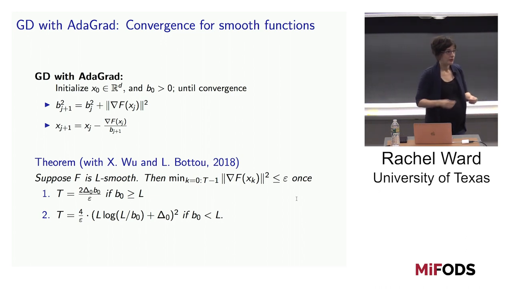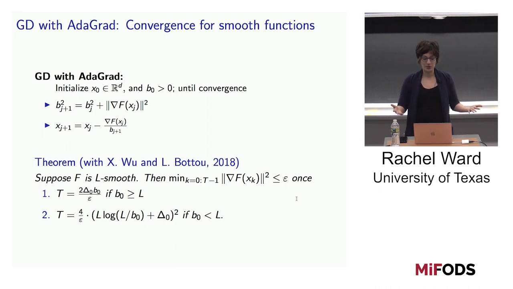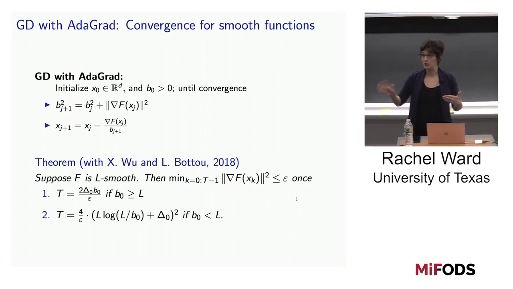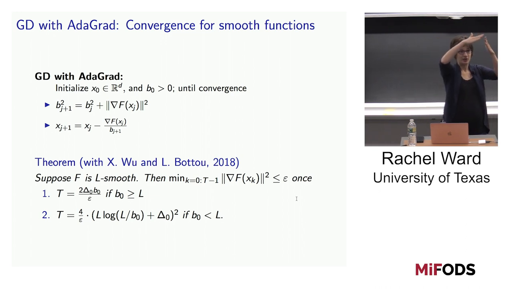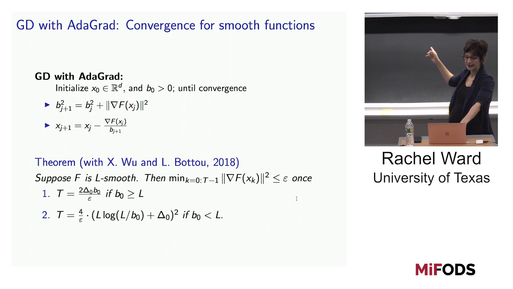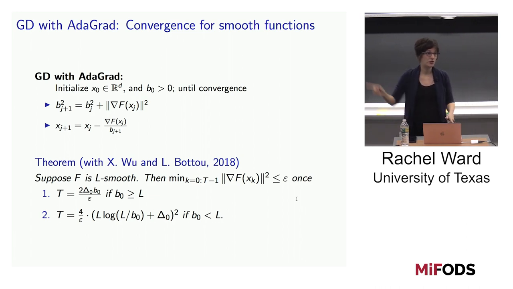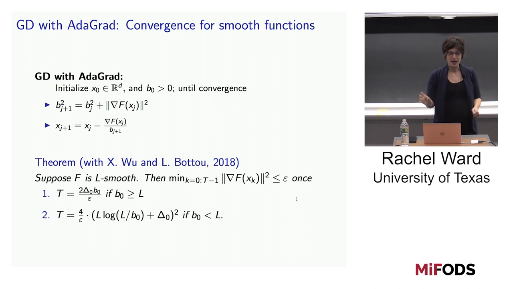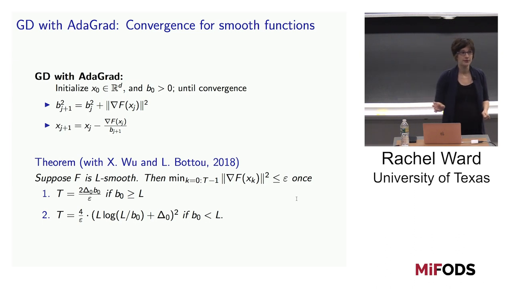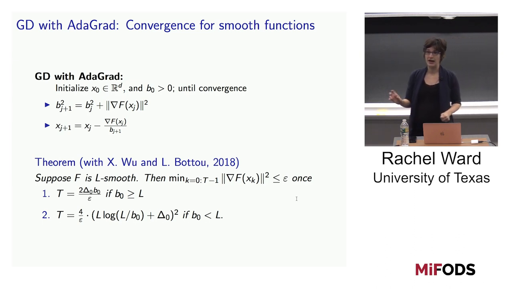On the other hand, if we initialize the step size, if we start with 1 over B0 much bigger than 1 over L, when gradient descent will diverge or oscillate, our step size will decrease to the correct value, essentially 1 over L, and then it will level out and stay there, resulting in a convergence rate that is optimal, as if we had chosen the optimal fixed step size, up to an additional factor of L log L, which is not too different from a line search.